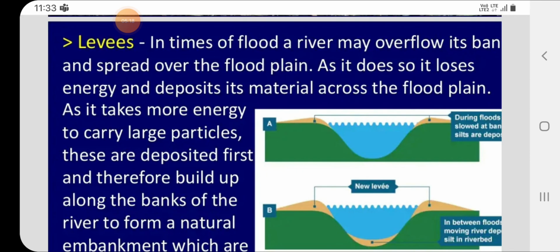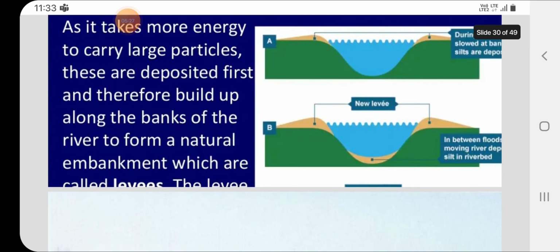As it takes more energy to carry large particles, these are deposited first and therefore build up along the banks of the river to form a natural embankment, which is called a levee. In simple terms, the raised banks are called levees or embankments to the overflow of water.